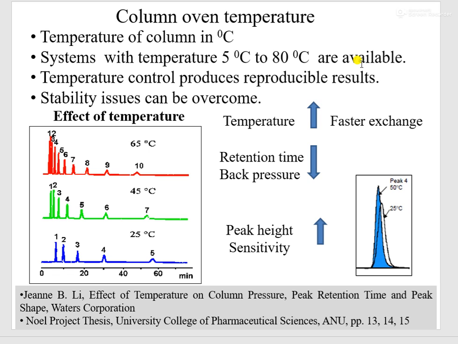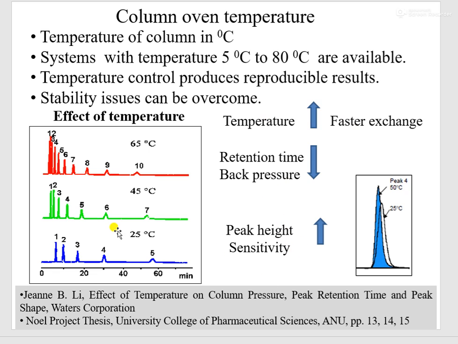Also, sometimes if you increase the column oven temperature, you will get good resolution. The increase in temperature will lead to fast exchange of your sample between stationary phase and mobile phase, and the retention time will decrease a little bit. Back pressure will also decrease a little bit, because with increase in temperature the viscosity of the mobile phase decreases a little, and as there is a fast exchange of your sample between stationary phase and mobile phase, peak width will be less and peak height will be more. So sensitivity will increase with temperature.